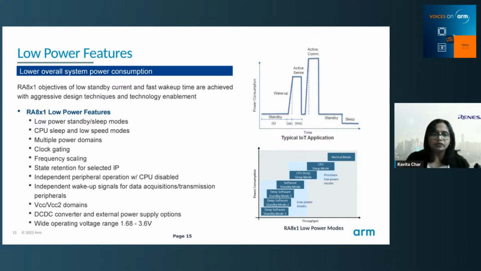We have introduced a second VCC domain, the VCC2 domain, which allows our customers to attach 1.8 volt components to the device while the rest of the pins are running at 3.3 volts. This gives you that flexibility and also allows you to lower your power consumption. You have options to use either the internal DC-DC converter or external power supply options. And of course, I talked about the operating voltage range, 1.62 to 3.6 volts.